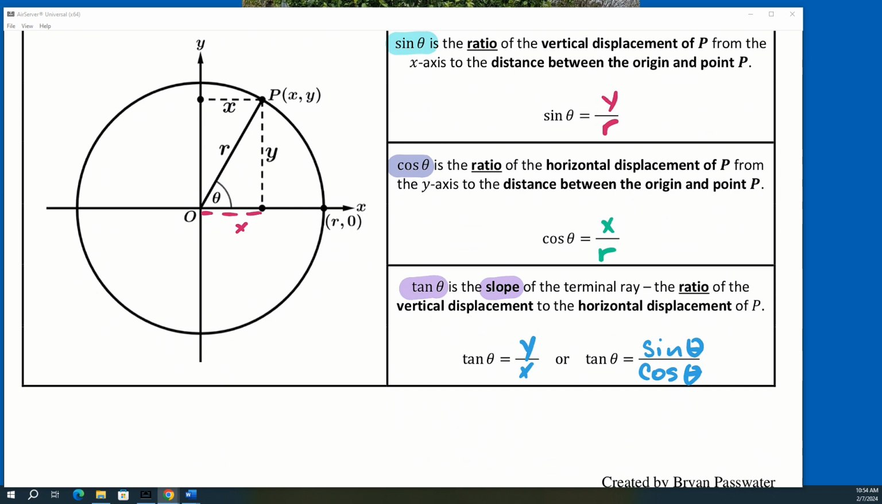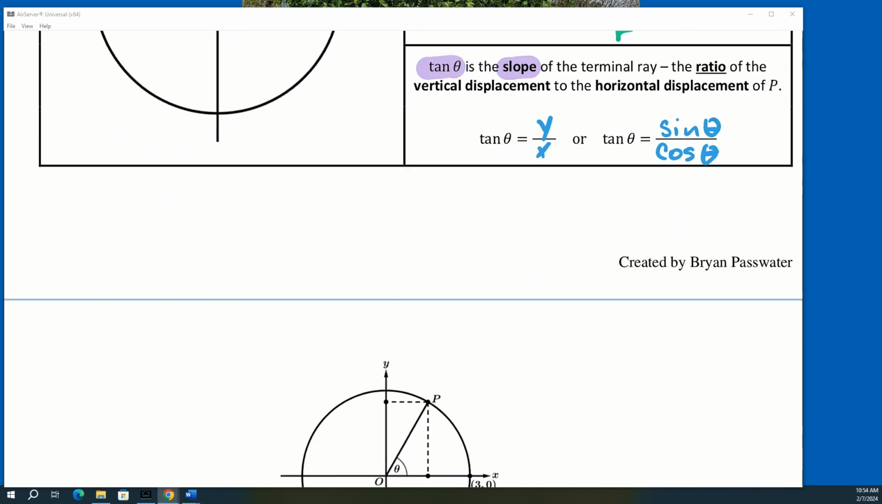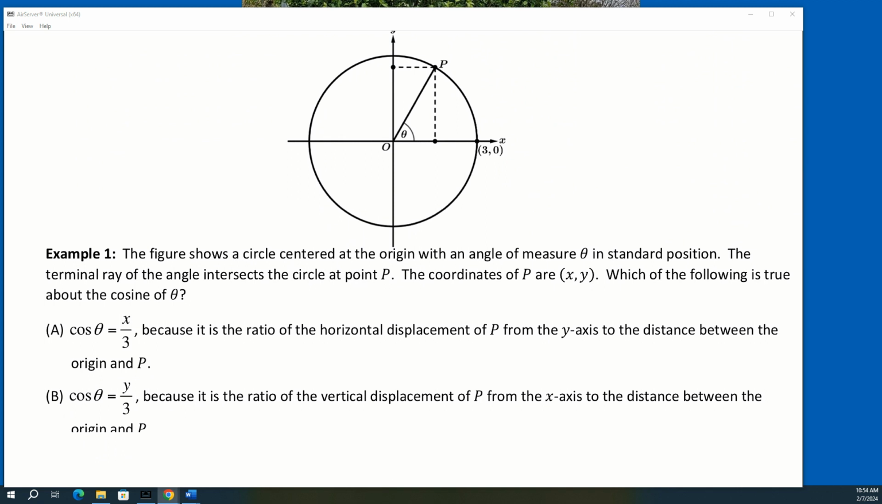All right, let's do some examples. So for example 1, the figure shows a circle centered at the origin with an angle of measure theta in standard position. Now, theta is just a Greek letter. So it's just a variable from the Greek alphabet, like x is a variable from our alphabet. But most of the time, angles are represented by Greek letters. And so we're going to use theta a lot, but we're also going to use alpha and beta and gamma and omega. So it's okay. It's just going to be a different variable.